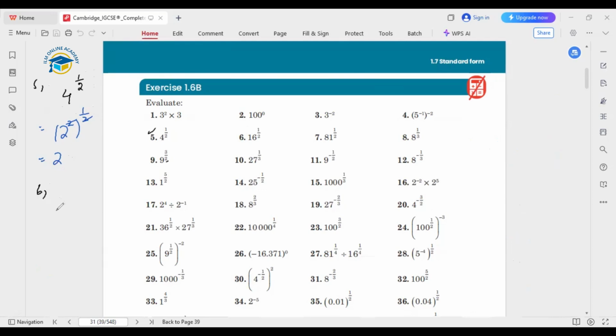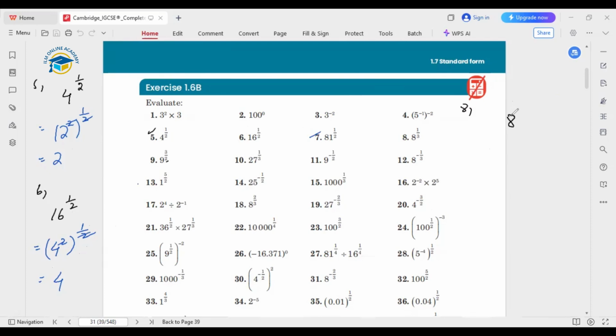Similarly, they gave 16 raised to the power 1 by 2. So we know that 16 is basically the square of 4. So 4 square is 16. This 1 by 2 you can write similarly. 2 will be cancelled out with the 2, and your answer will be just 4. In this way, you need to work with the 7th one as well. Some of them you can try yourself.